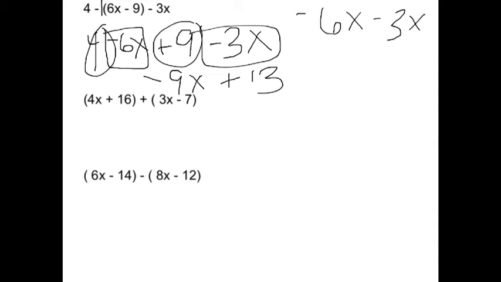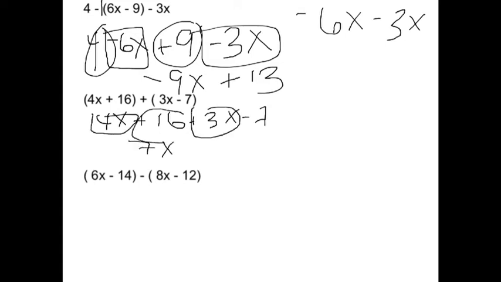So this problem is adding 2 binomials. In adding 2 binomials, there's nothing to do inside parentheses. There's nothing to multiply, which means that I can go ahead and drop those sets of parentheses and just make it a big old monomial addition problem. So now I add the 4x and the positive 3x, and I get 7x. And I add the 16 and the minus 7, and I get positive 9. So 7x plus 9 is my final answer.